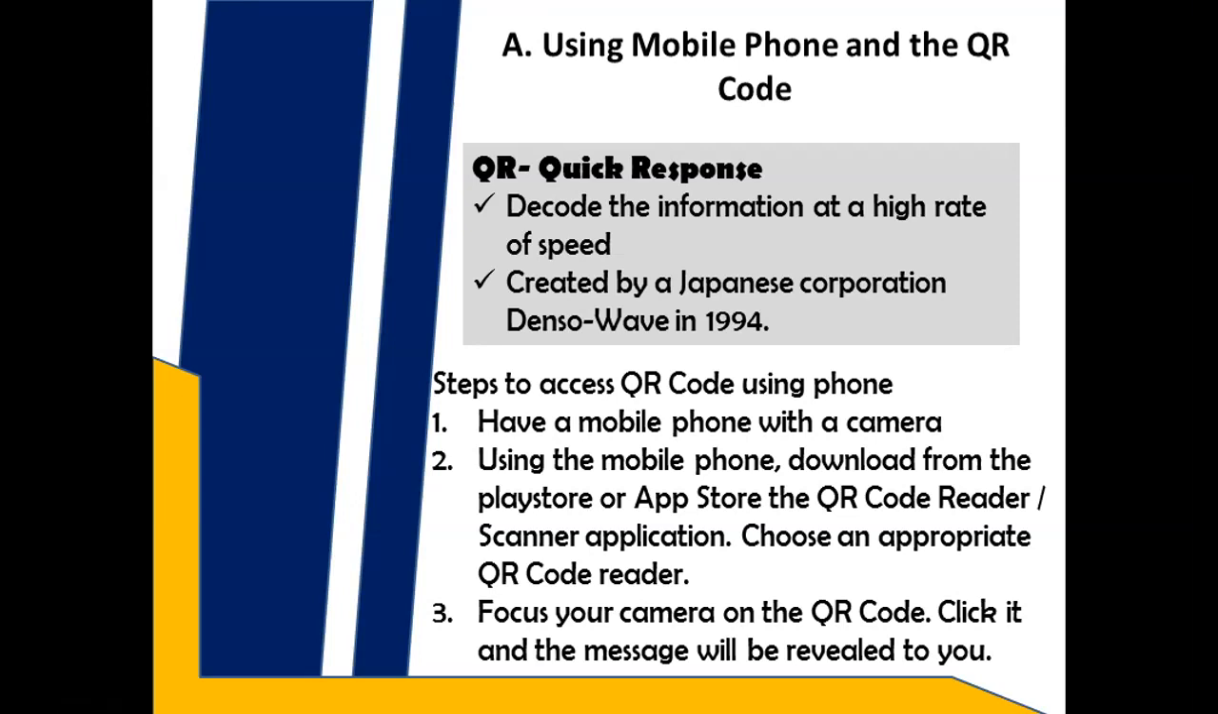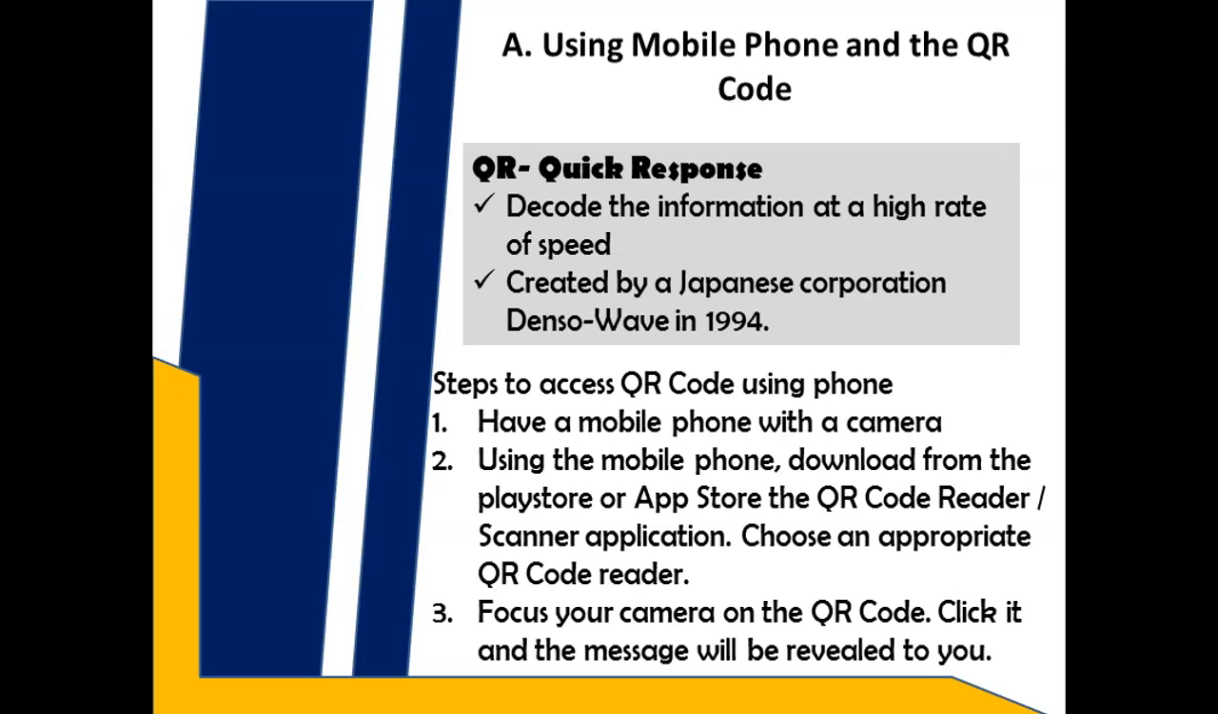There are a lot of QR code scanner applications. Just to name one, we have QR reader. QR reader is very easy to access as well. You're just going to download it in Play Store. Okay, and then focus your camera on the QR code, and then click it, and the message will be revealed to you. So we'll practice that later on.